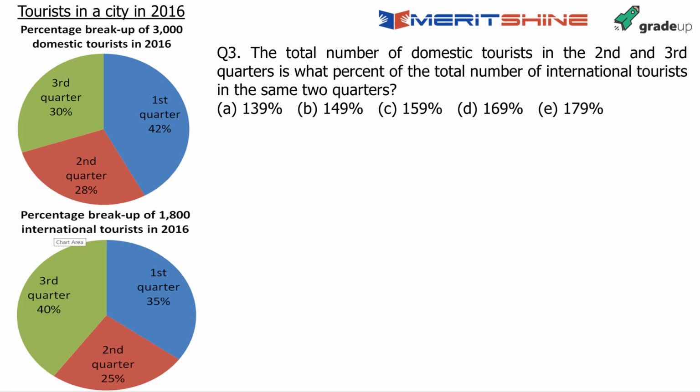Okay. 169. How 169? Let me look at the question. Second, third quarters. Domestic in the second and third quarters. Where is domestic? Second, third. It's 58%.